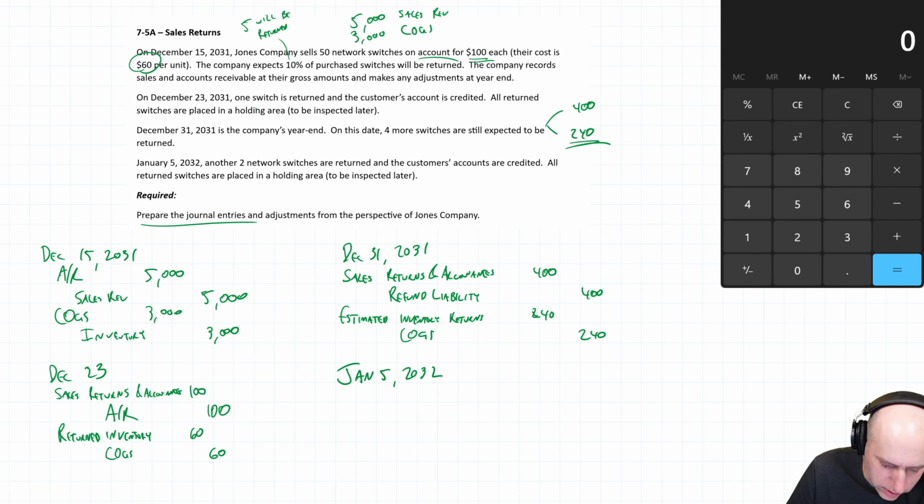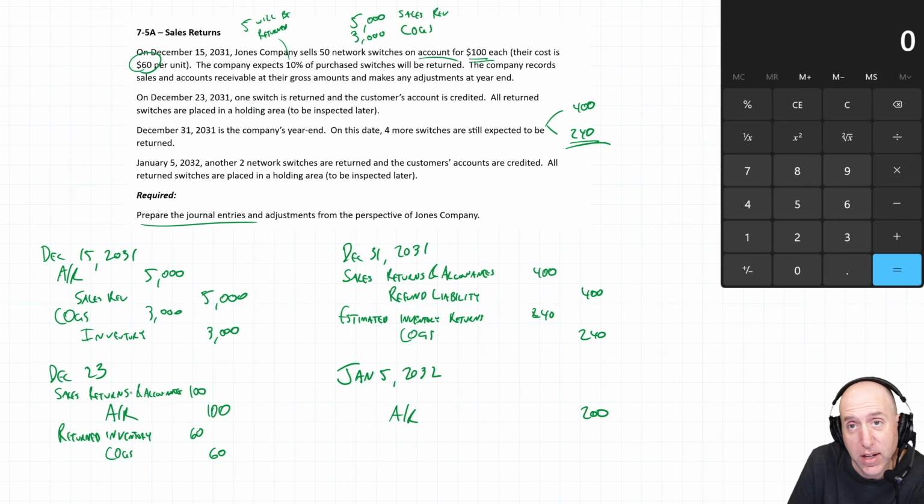2032, and it says another 2 network switches are returned. The customer's accounts are credited. All return switches are placed into a holding area. Okay, so let's credit the customer's account. Very similar entry, not the same. We're going to credit AR to say, okay, there's 2 switches back. That's $200 that your account gets credit for.